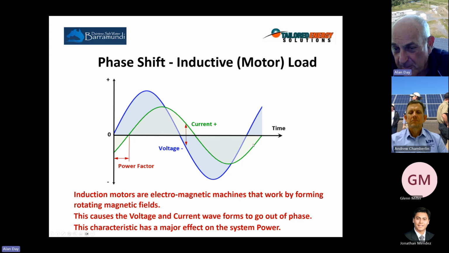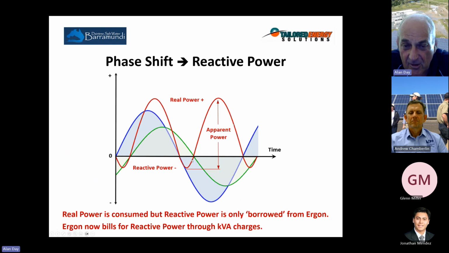Going straight back to that mathematical analysis, we know that when you multiply a positive and a negative, you get a negative. So what actually happens is you've got positive power, that's the real power that's actually pumping water, if you like. And you've got negative power that's called reactive power. Basically that reactive power is the energy that's creating the magnetic field within the motor.